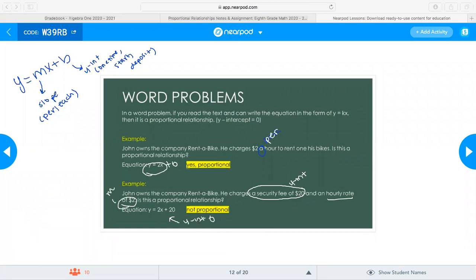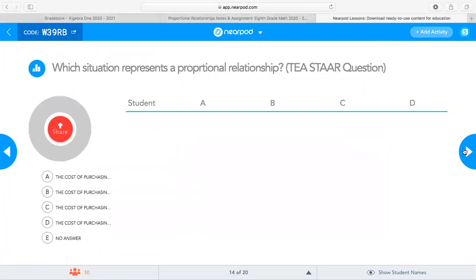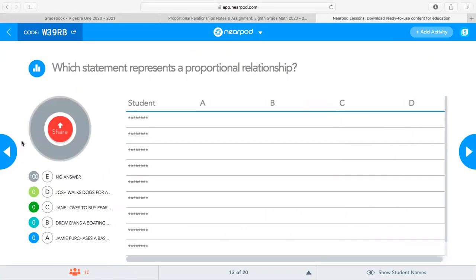Okay, so we're going to go through some examples. In the chat, I want you to tell me whether or not you think it's proportional or not. Or unless I made it a poll, I'm not really sure. Oops. Okay, I'm not able to see the word problems. So you have a poll, but let's go through each one.